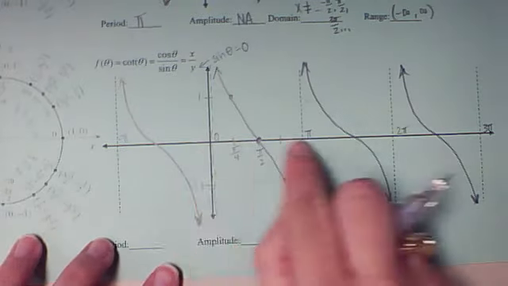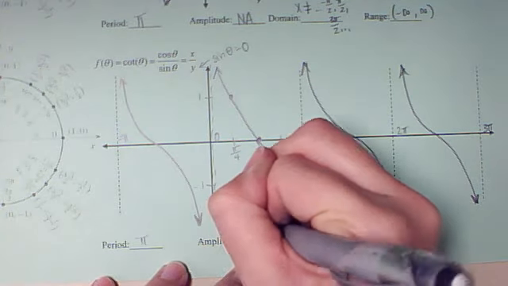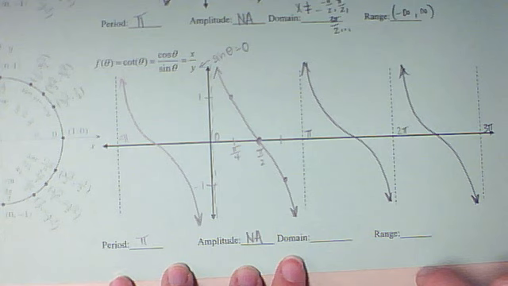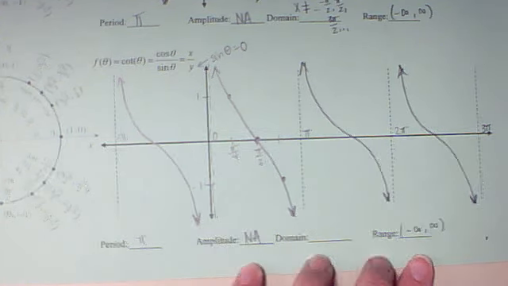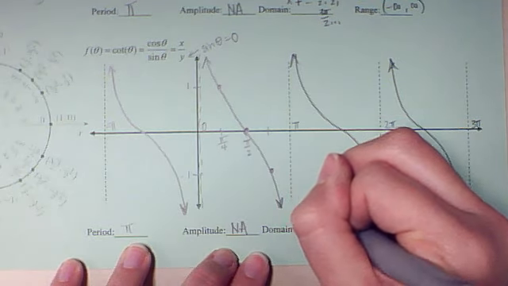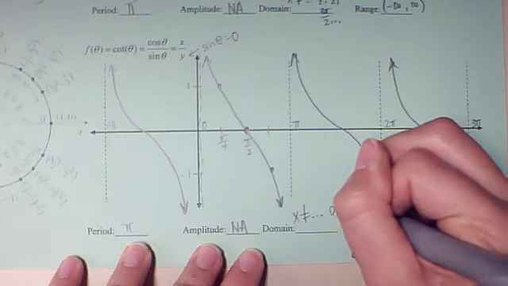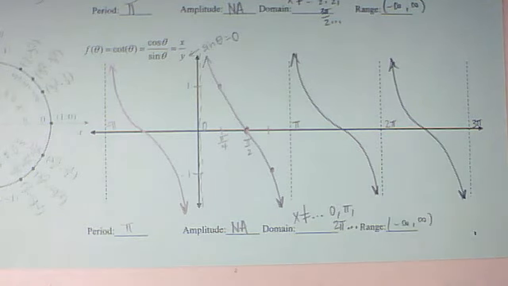My period is from 0 to pi, so my period is pi. My amplitude does not apply because there is no highest or lowest. Again, the range is from negative infinity to positive infinity. And then my domain, the x values that I do not include, are things like 0, pi, 2 pi, on and on and on. So every interval of pi.